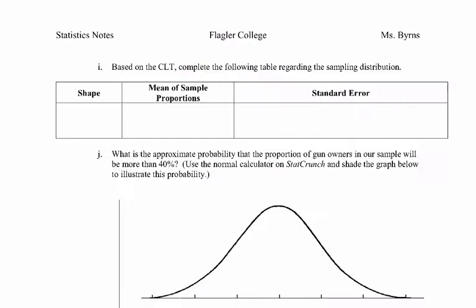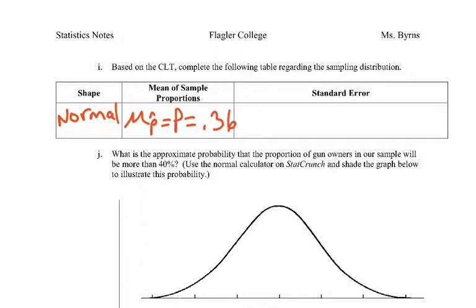All right, so on the next page it says, based on the central limit theorem, complete the following table regarding our sampling distribution. So what do we know? The shape is going to be normal because the central limit theorem applies. All three conditions were met. The mean for my sample proportions, so I'm using mu and then little p hat here, but you don't have to use that notation. It's going to be the same as the mean for the population, and that was 0.36.